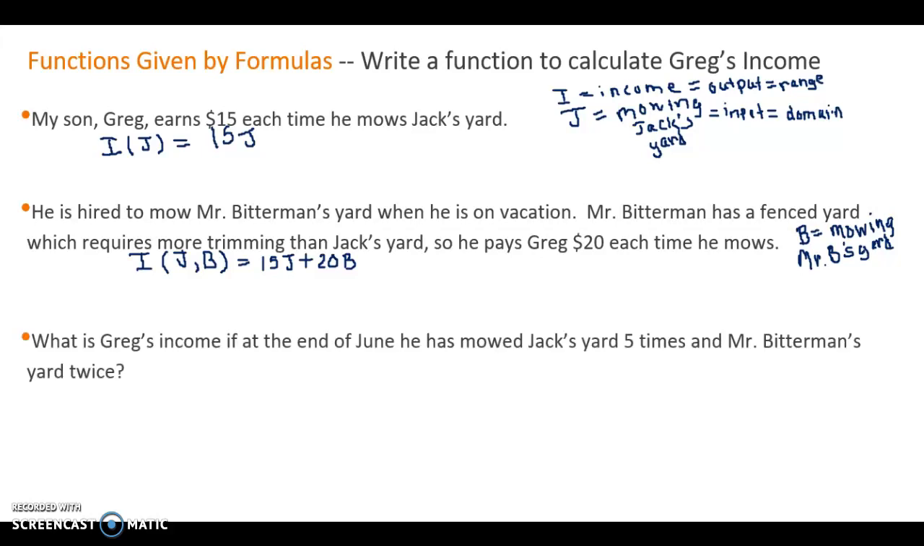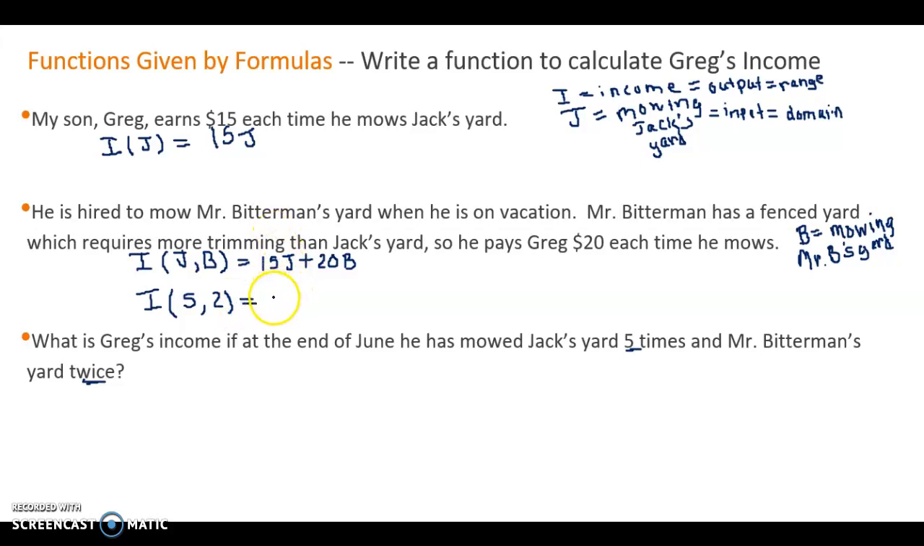So what we have going on is we're to calculate Greg's income if at the end of June he has mowed Jack's yard 5 times and he has mowed Mr. Bitterman's yard twice. Now when we do a problem like this, we want to continue with the structure we have in our formula. So I'm actually going to write this up above here. So we are calculating income, but everywhere that we see the variable J, we are going to put in a 5 because he has mowed Jack's yard 5 times. And everywhere we see a variable B, we are going to put in a 2 because he has mowed Mr. Bitterman's yard twice.